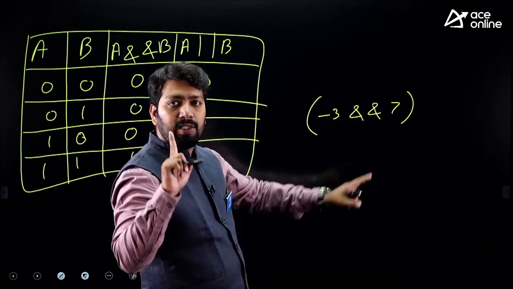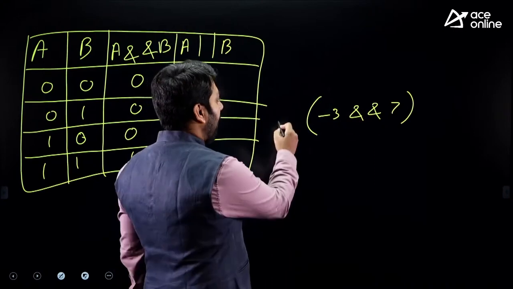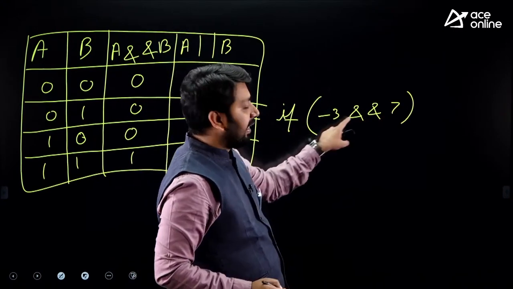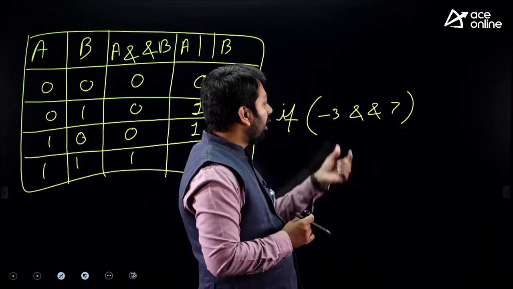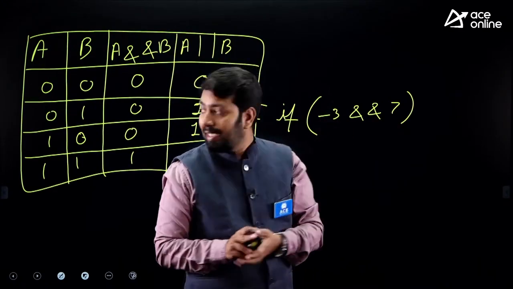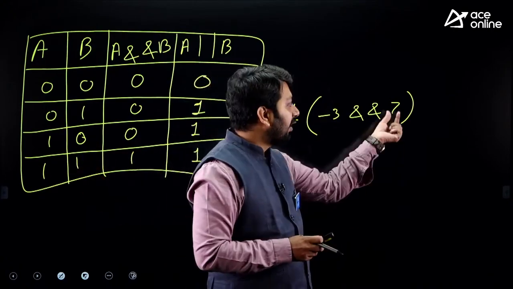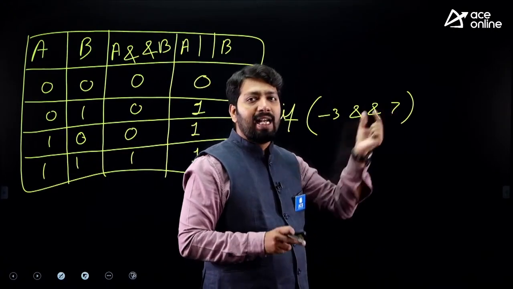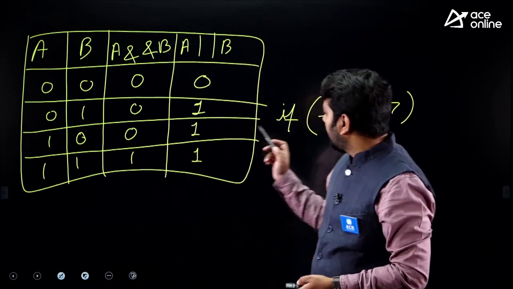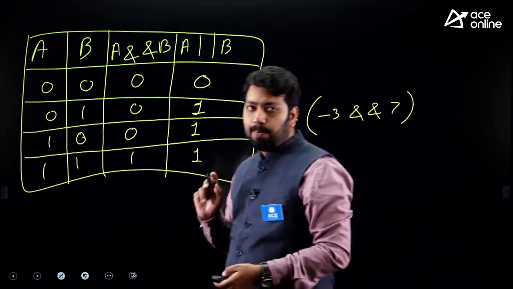It will give us the answer 1. That means true. If I am going to execute this condition, this will be treated as true. Why? Because -3 is non-zero, that means true. It will be considered as 1. 7 is also non-zero, that means it is true. It will be considered as 1. Fine. So answer will be 1 for this expression.